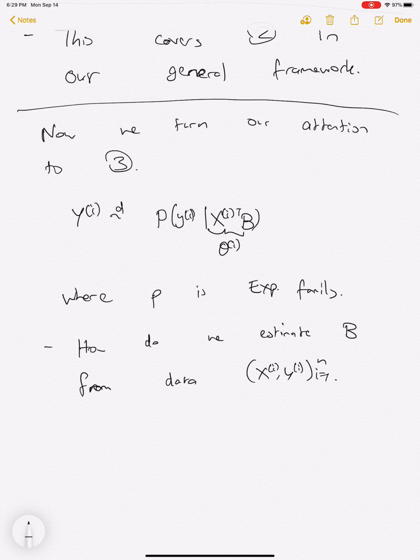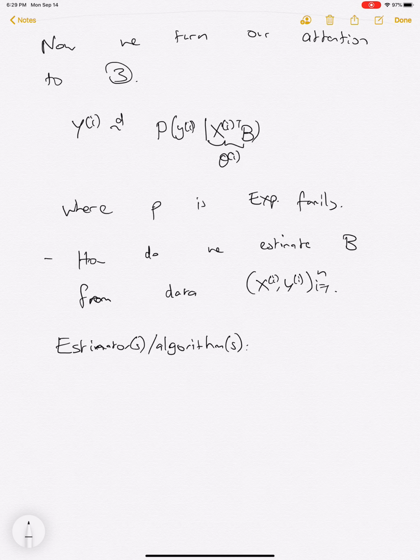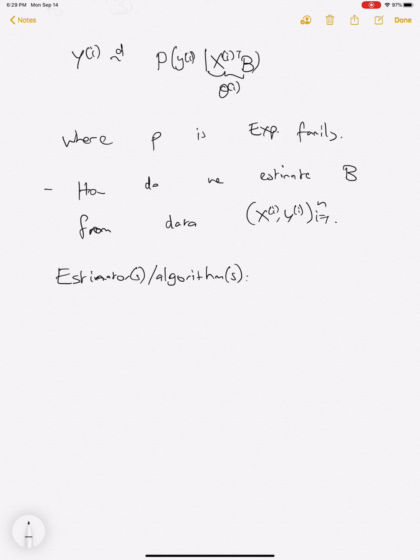So we have our data x1 through to xn and y1 through to yn, and how do we estimate our B from data? So this really focuses on the estimator or algorithms that we have here. And so when you completely know the distribution, which we do in this case, because we know that it's a natural parameter exponential family and we know which exponential family it is, the most natural thing to do is to do maximum likelihood estimation. Okay, so how does maximum likelihood estimation work?